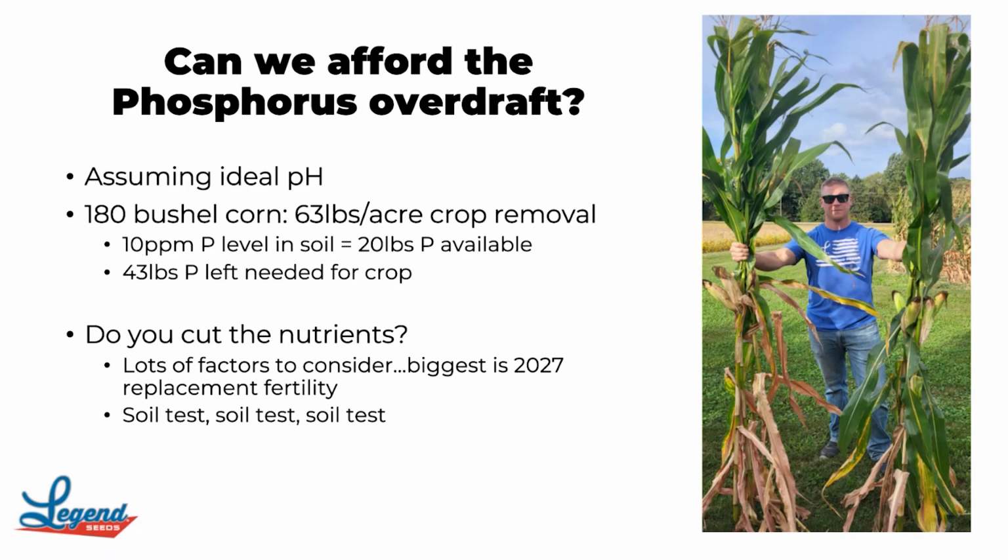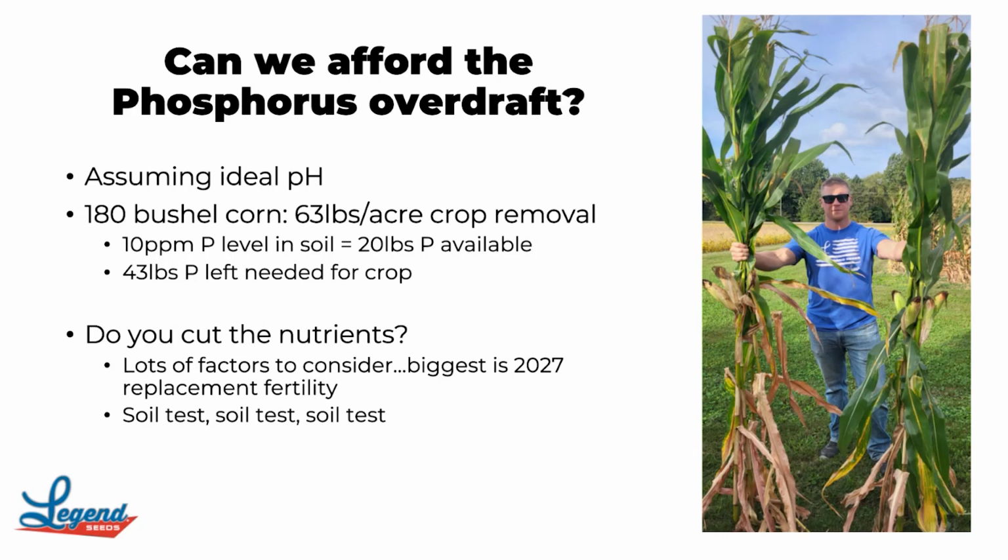And then when you have those scenarios, you're probably looking at 150 bushel corn. So, do you cut the nutrients? Like I said, a lot of different factors, but the one you have to factor in when making these decisions is that cutting the phos, or cutting whatever nutrient you're going to look at cutting, is kind of a knee-jerk decision for today, and I totally understand it.